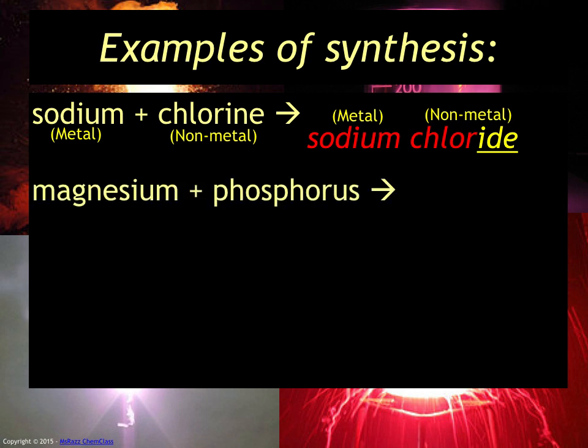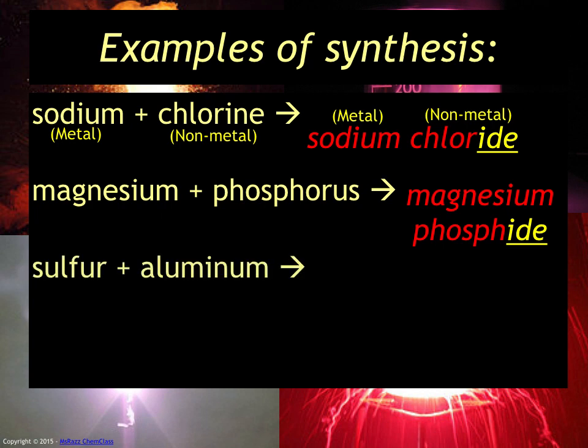Let's look at another example, magnesium plus phosphorus. Now we know those two things are going to combine together to form one compound, and that magnesium is going to keep its name, and phosphorus is going to change the ending to IDE. So when you add magnesium and phosphorus together, it makes magnesium phosphide. Sulfur and aluminum, you need to identify which is the metal and which is the nonmetal. This is going to yield aluminum sulfide.